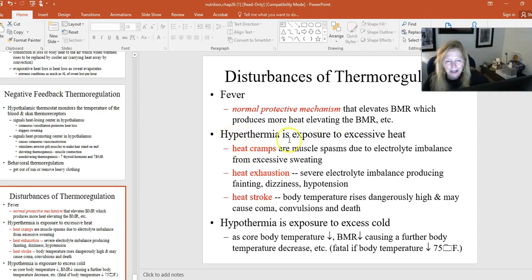So hyperthermia can lead to heat cramps because of electrolyte imbalances, which can then lead to heat exhaustion, which you can see signs of, like fainting, dizziness, hypotension, low blood pressure. That can then lead to a heat stroke, and that can lead to coma and death. Hypothermia, too cold, is slowing down the metabolism so much that the cells are then not producing any ATP, and that's going to be a problem as well.